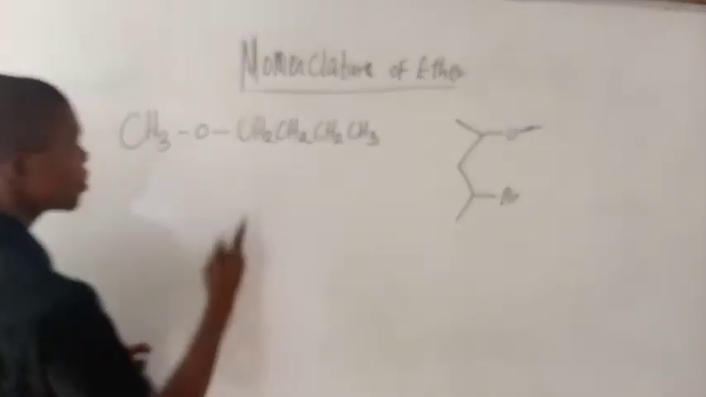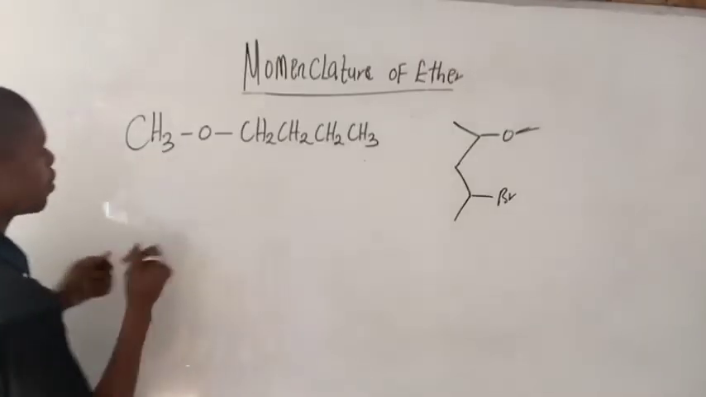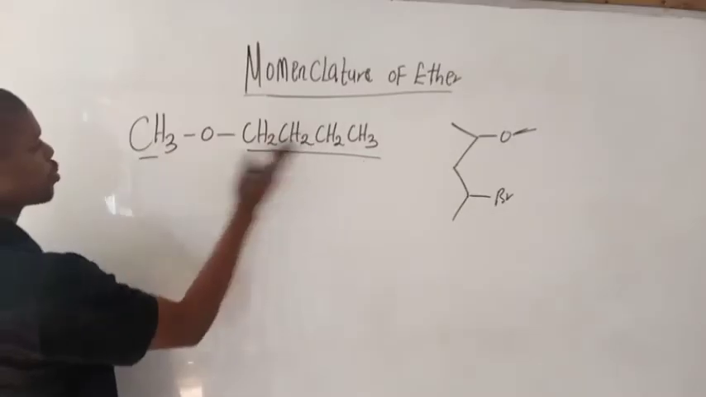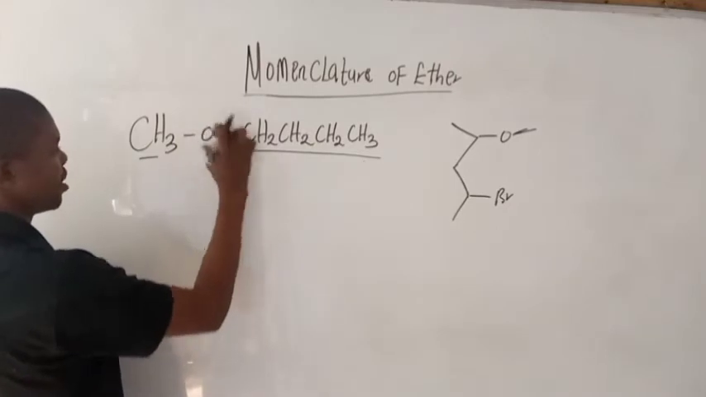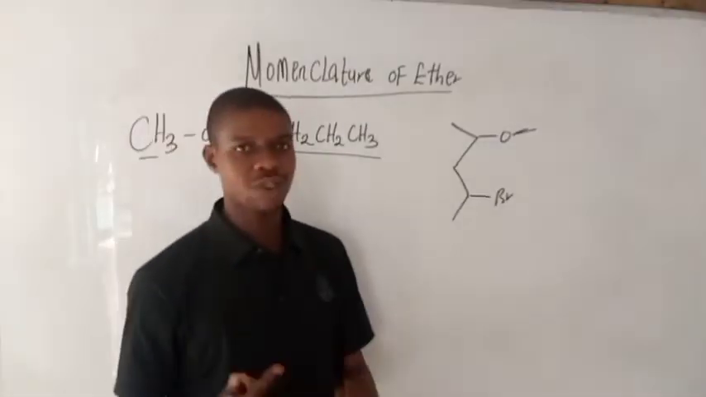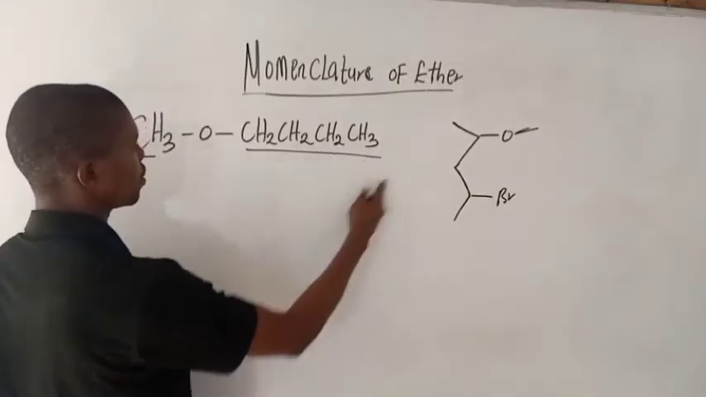When you have something like this, you take the carbon chain that contains more carbon atoms. There are two chains here. We have this one, and this chain here, right? These two chains are separated by this oxygen. The chain with more carbon atoms will be the parent chain. This one has one carbon, this one has 4 carbons. So this one is going to be the parent chain.